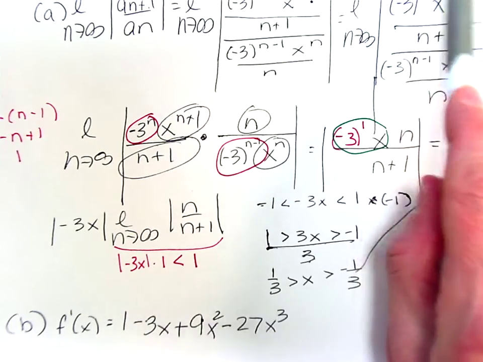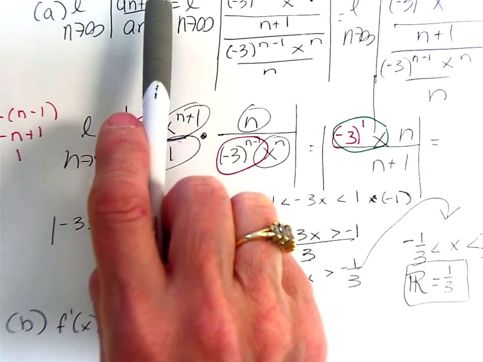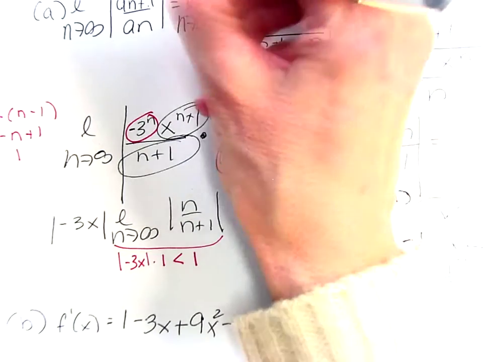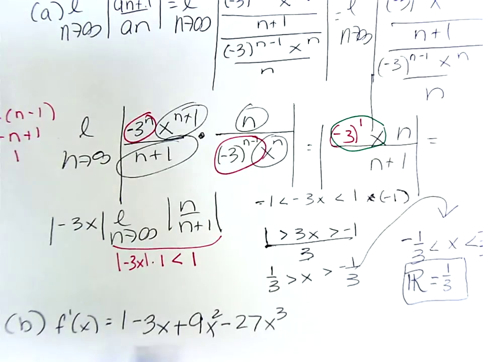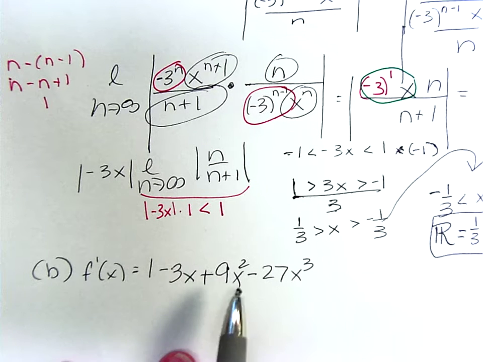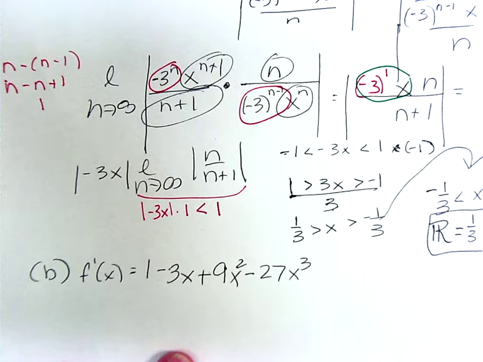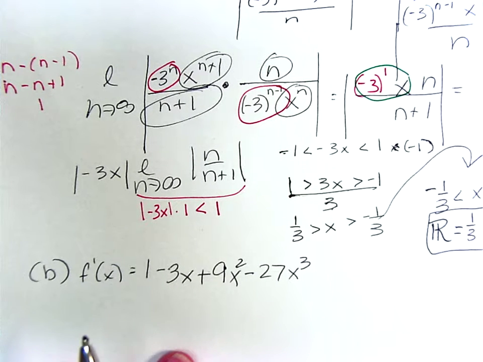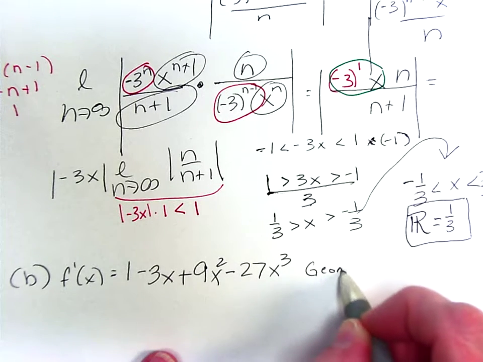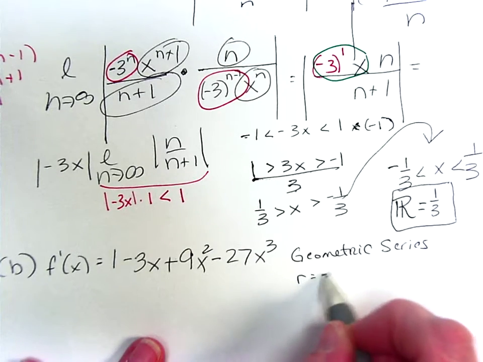Now, this question goes on to say, express f prime as a rational function. Okay, that's a little scary. So what they're asking you to do is to notice that if you compare this term to this term, this term to this term, do you notice anything? What do you notice? Multiplied by, which makes it, starts with a G. Geometric. So this is a geometric series. R is equal to minus 3.